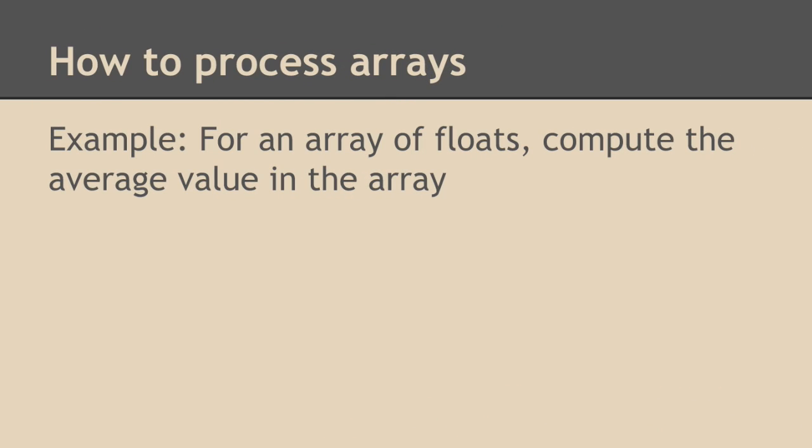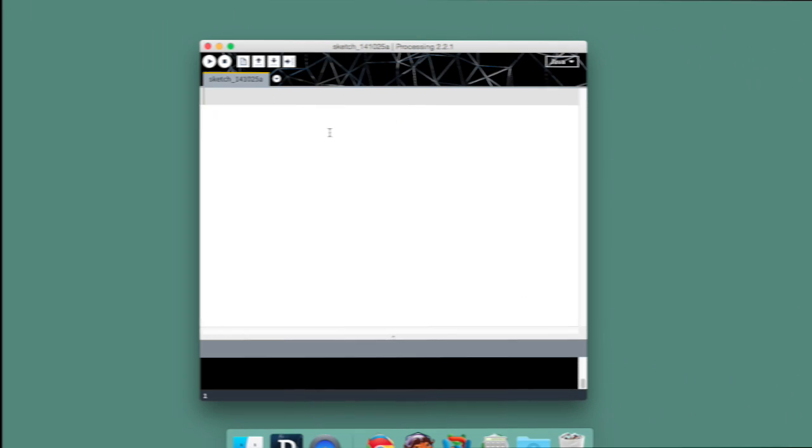Now let's look at some things that are actually useful and not errors. First of all, let's take an example where we're going to look at an array of floats and try to compute the average value in that array. In this example, what we're going to do is take an array of floats and find the average value of the items in that array. So first, let's create an array of floats and fill it with some random numbers.